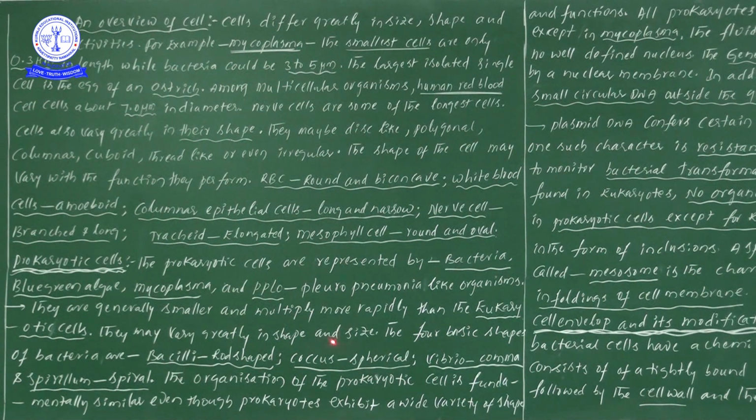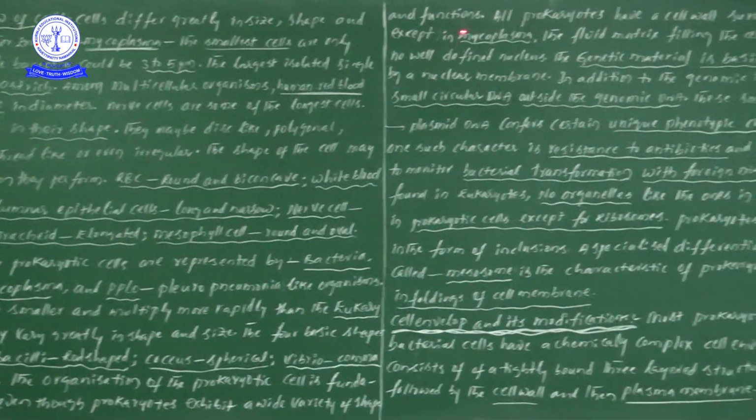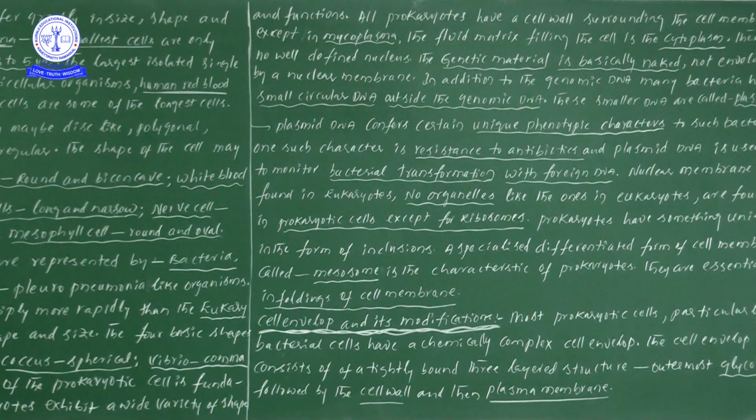Next, definitely shapes and sizes greatly vary. So there are different types. There are 4 basic shapes we will find, 4 basic shapes of bacteria. What are they? Bacilli, cocci, vibrio and spirillum we are observing. Now only we learn this one. So in prokaryotic organisms, even though the organization is fundamentally similar, prokaryotes exhibit a wide variety of shapes and functions. That is the main point we are learning in this particular class.